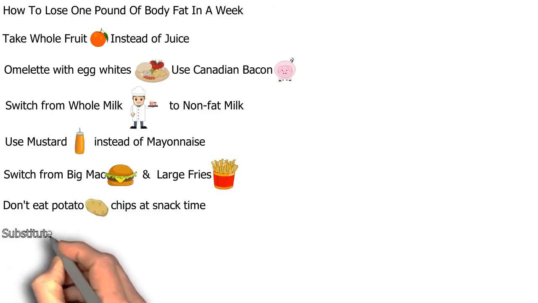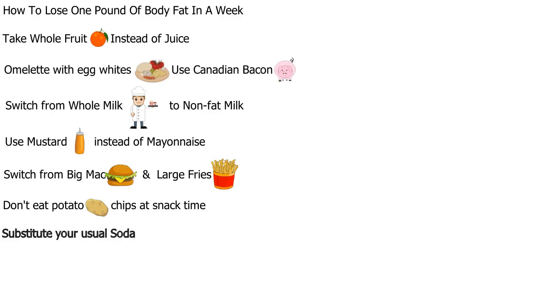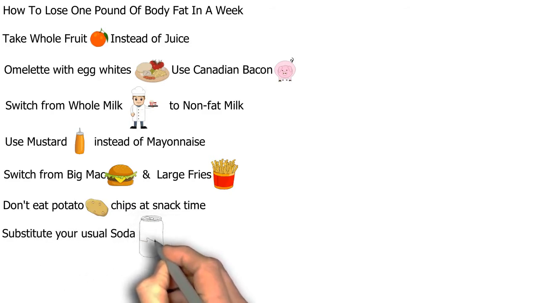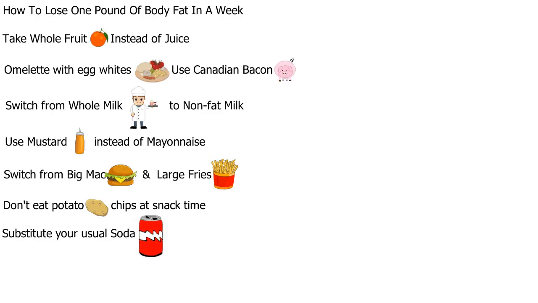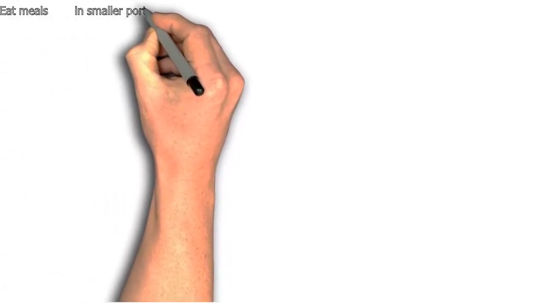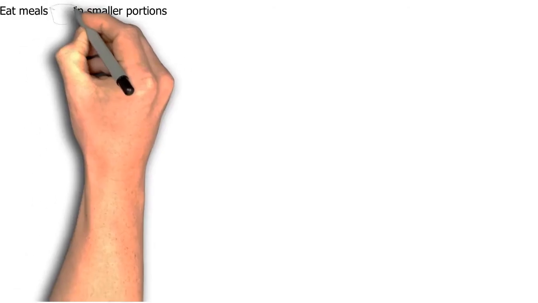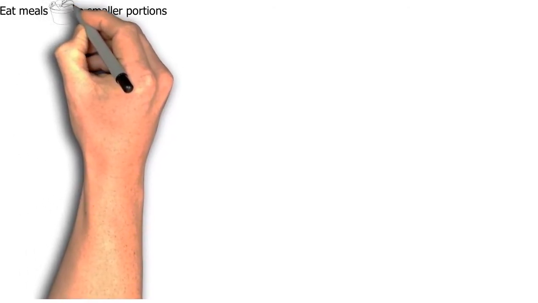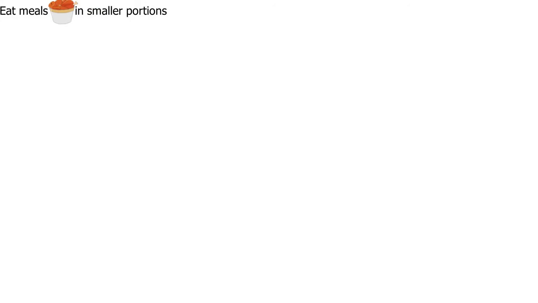7. Substitute diet cola or iced tea for your usual soda. You'll save 150 to 200 calories per drink. 8. Eat every 2 to 3 hours with smaller portions. Don't skip breakfast. Eating small frequent meals keeps blood glucose levels stable and minimizes the impulse to overeat.